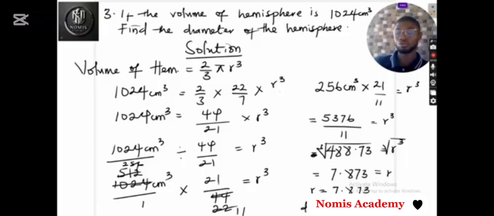So the diameter is equal to 2 times 7.873 multiplied by 2. That gives us 15.746. So that's the diameter of the hemisphere.